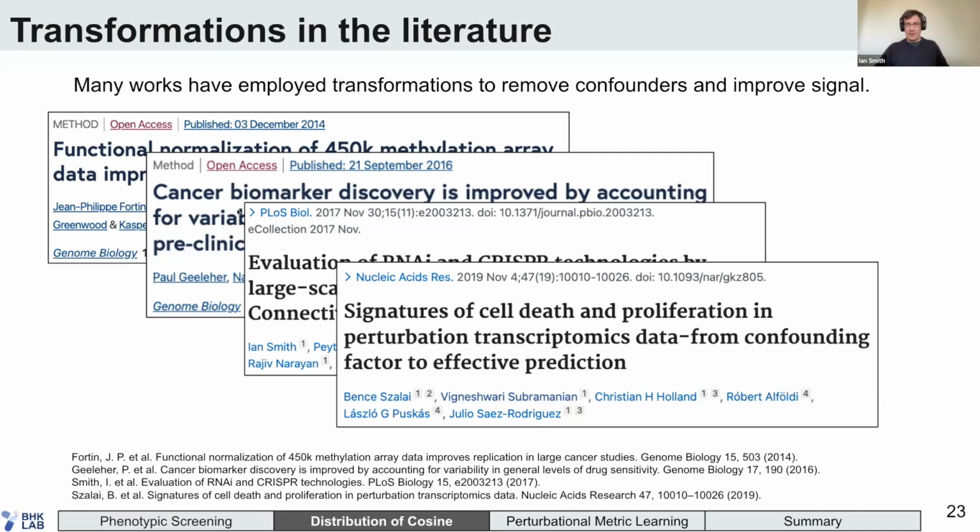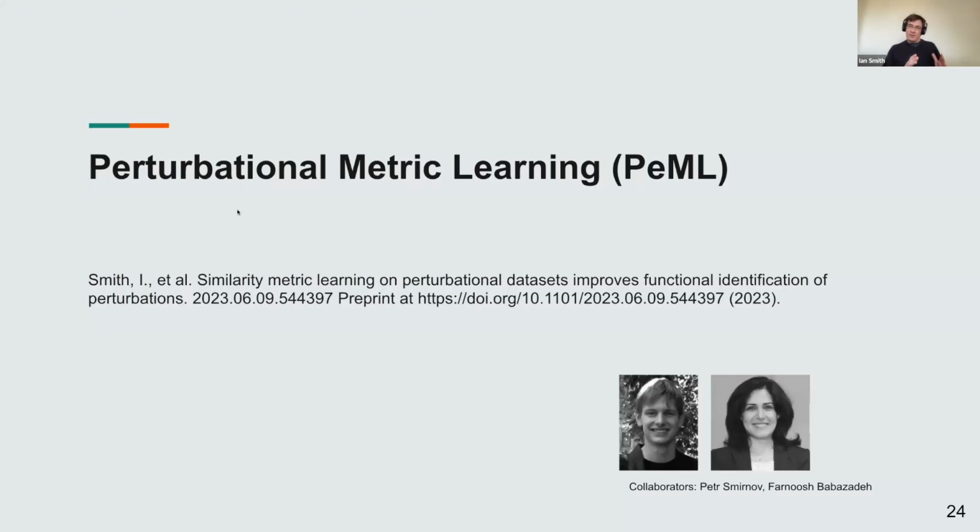I also want to mention that there have been a number of papers, usually motivated by a confounder, that have employed transformations like this one, or like the ones we explore, to improve signal and remove confounders. These were always motivated by some anomaly that people observed, but we can explore the space of transformations more comprehensively than you can if you're just trying to remove one confounder. Okay, so that provided a little bit of theoretical motivation for doing these embeddings, but in practice, there's not really a method there for using it from the cosine distribution work. So the second work is a much more practical approach, and it's perturbational metric learning, or PeML.